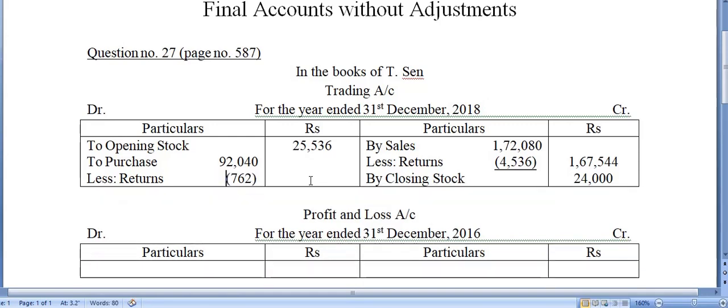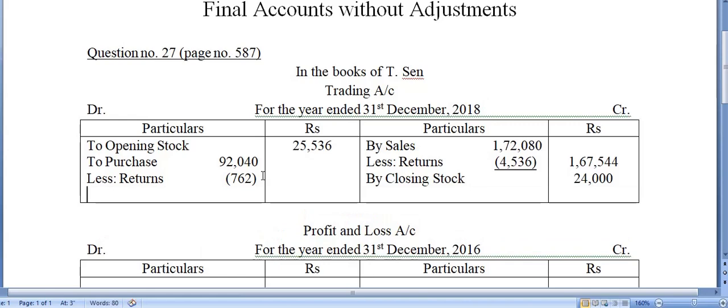You should remember that sales returns is a debit balance, whereas purchase returns is a credit balance. Remember this. You can write in your book with pencil or pen, whatever. And again you draw a single line like this, and then you get the amount: 92,040 minus 762 would be 91,278. So this is your purchase amount.